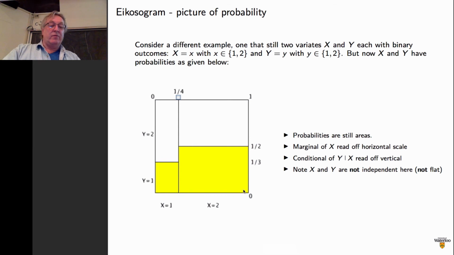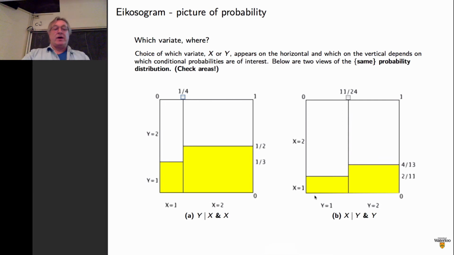So the areas of these little rectangles are all going to be those joint probabilities. The width of any of these vertical bars is going to be that marginal probability of x, and the height of these lines inside is the conditional probability of y given x. Okay? And these guys are not independent because the probability y taking value 1 depends on whether x was 1 or whether x is 2. There is no horizontal line here. Okay? They're on different levels.